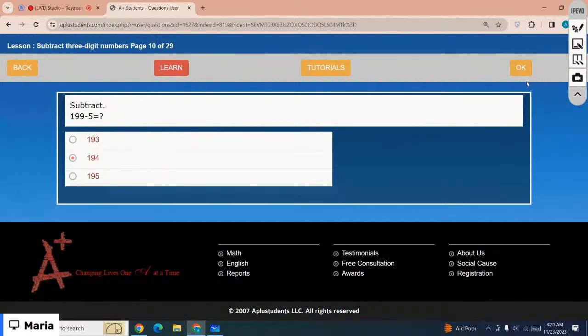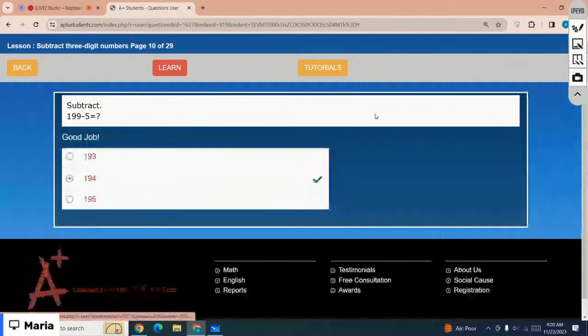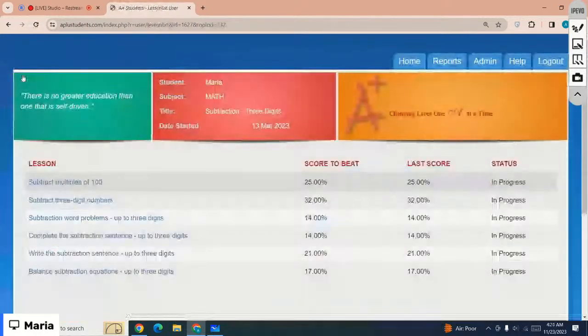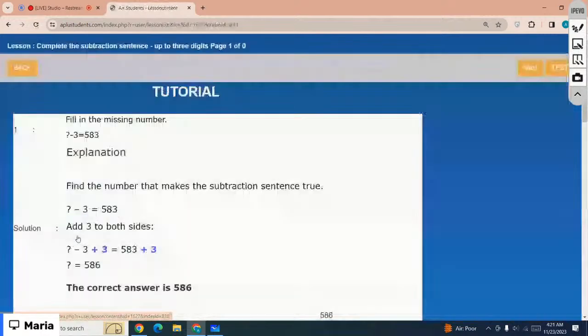Okay, you can complete the lesson by yourself later today. Let me just move on to the next lesson. Very good. The next lesson is subtraction word problems. You can do word problems on your own. The next one is complete the subtraction sentence up to 3 digits. So let's just start with the next lesson, that is complete the subtraction sentence.